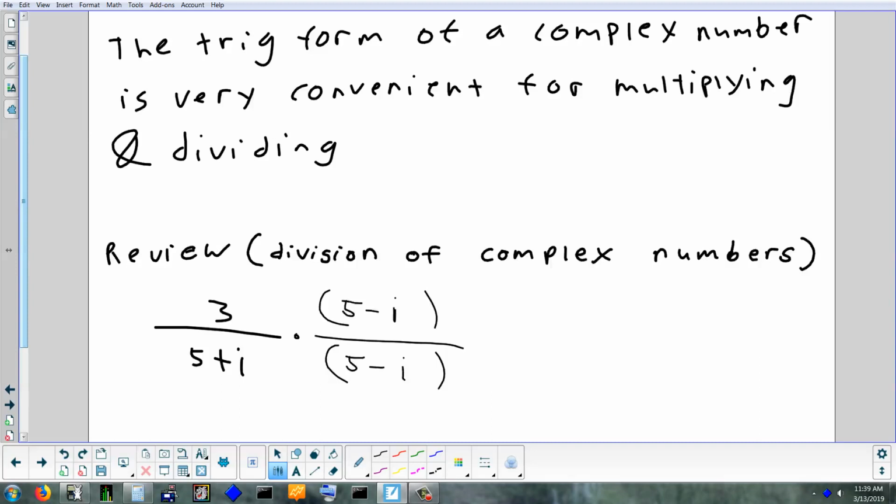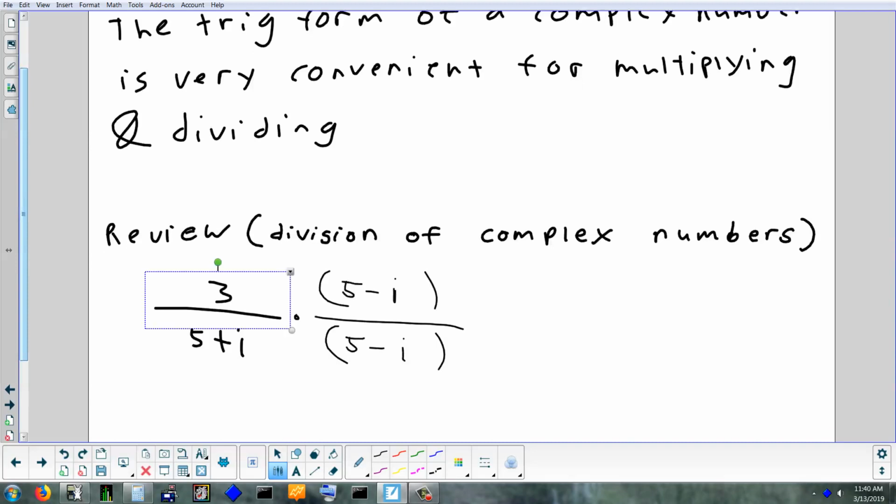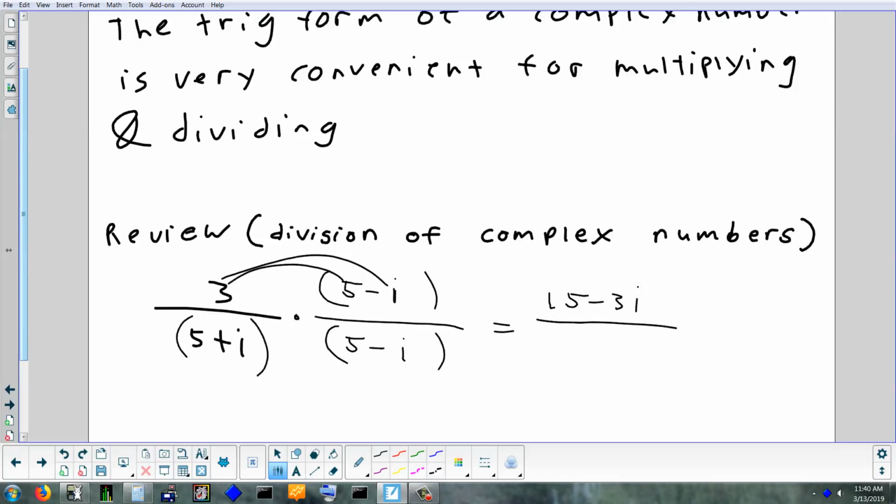And now you have to FOIL it all out. And this one's not even that bad because the top is just a real number. If the top was like 3 plus 2i, I would have to do FOIL. This is really just distributive. So 15 minus 3i. And now in the bottom, you have to FOIL it all out. So 5 times 5 is 25. 5 times negative i. 5 times positive i. And now the last part, positive times negative.